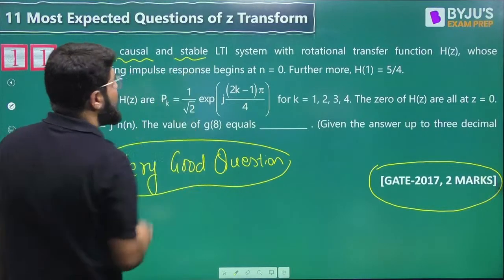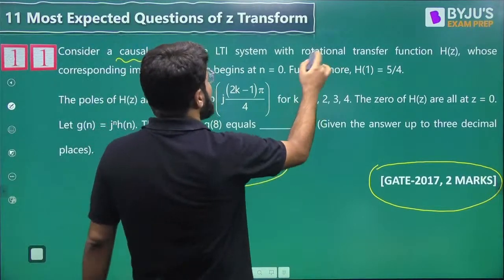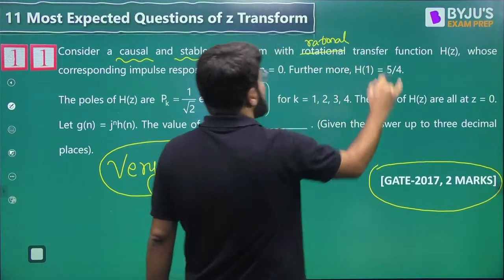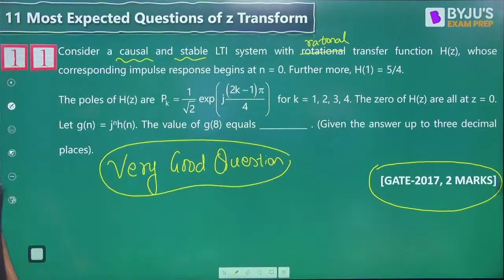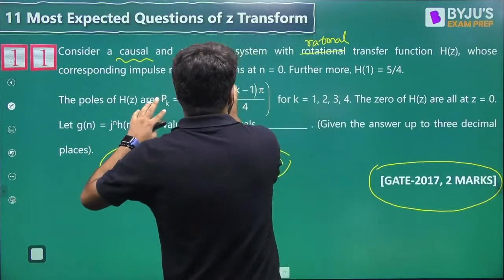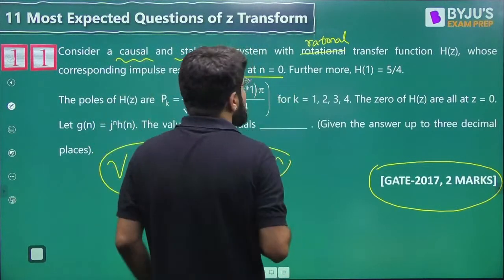Causality and stability point has to be used with a rational transfer function. What is a rational transfer function? I have never heard of it, right? It's a rational transfer function whose corresponding impulse response begins at n equal to 0. That is why it is said to be causal.